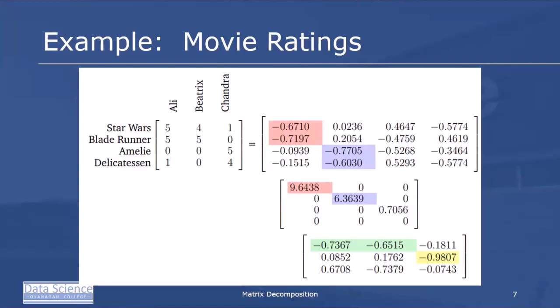Similarly, the first right singular vector V1 shows a large absolute value for Ali and Beatrix, who gave high ratings to science fiction movies. That's the green shading. This suggests that V1 reflects the notion of a science fiction lover. Similarly, U2 seems to capture the French art house film theme, and V2 indicates that Chandra likes these types of movies.